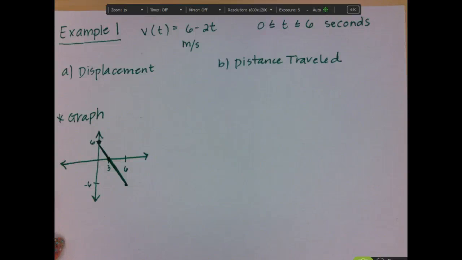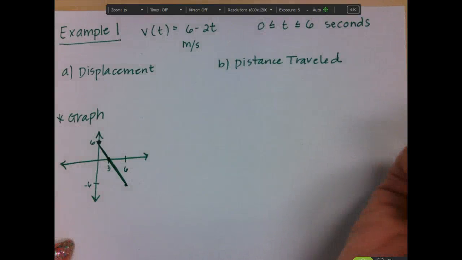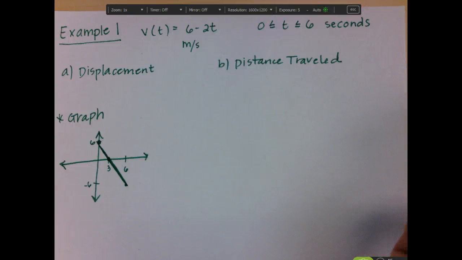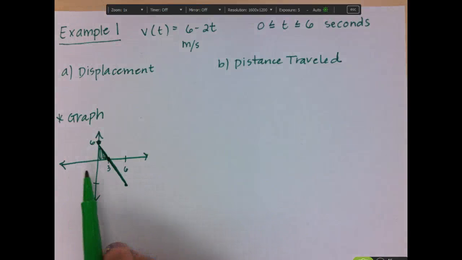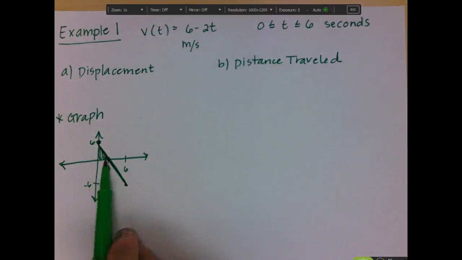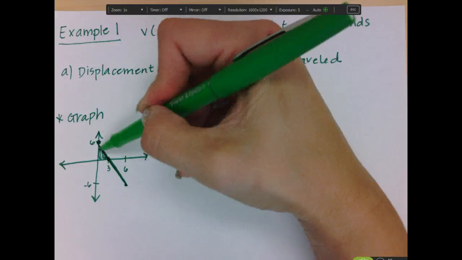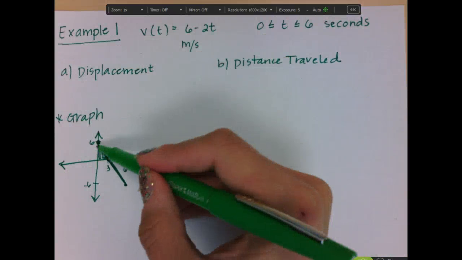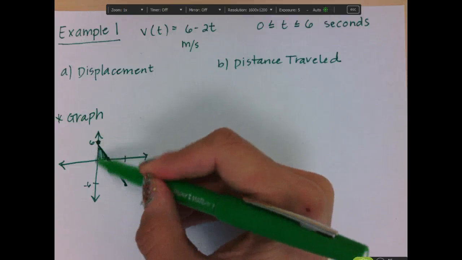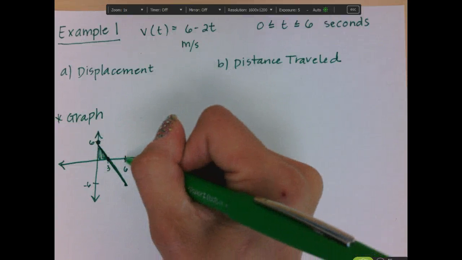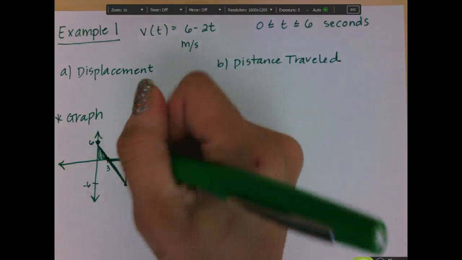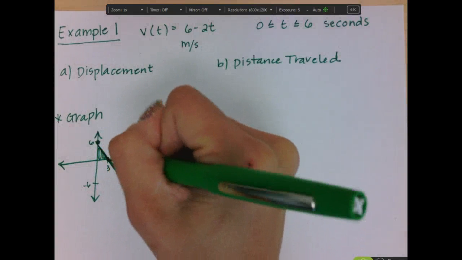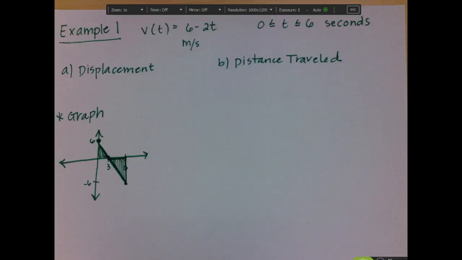So what I want to do now is identify the region that we would get when this graph is combined with the x-axis and bounded by the interval from 0 to 6. So we would get this space right here, again bounded by the x-axis horizontally, bounded by this line, 6 minus 2t, and then bounded by t equals 0 seconds. Over on this side, if we bound by t equals 6 seconds vertically, and horizontally by the x-axis, and then the line, 6 minus 2t, we get these two regions.